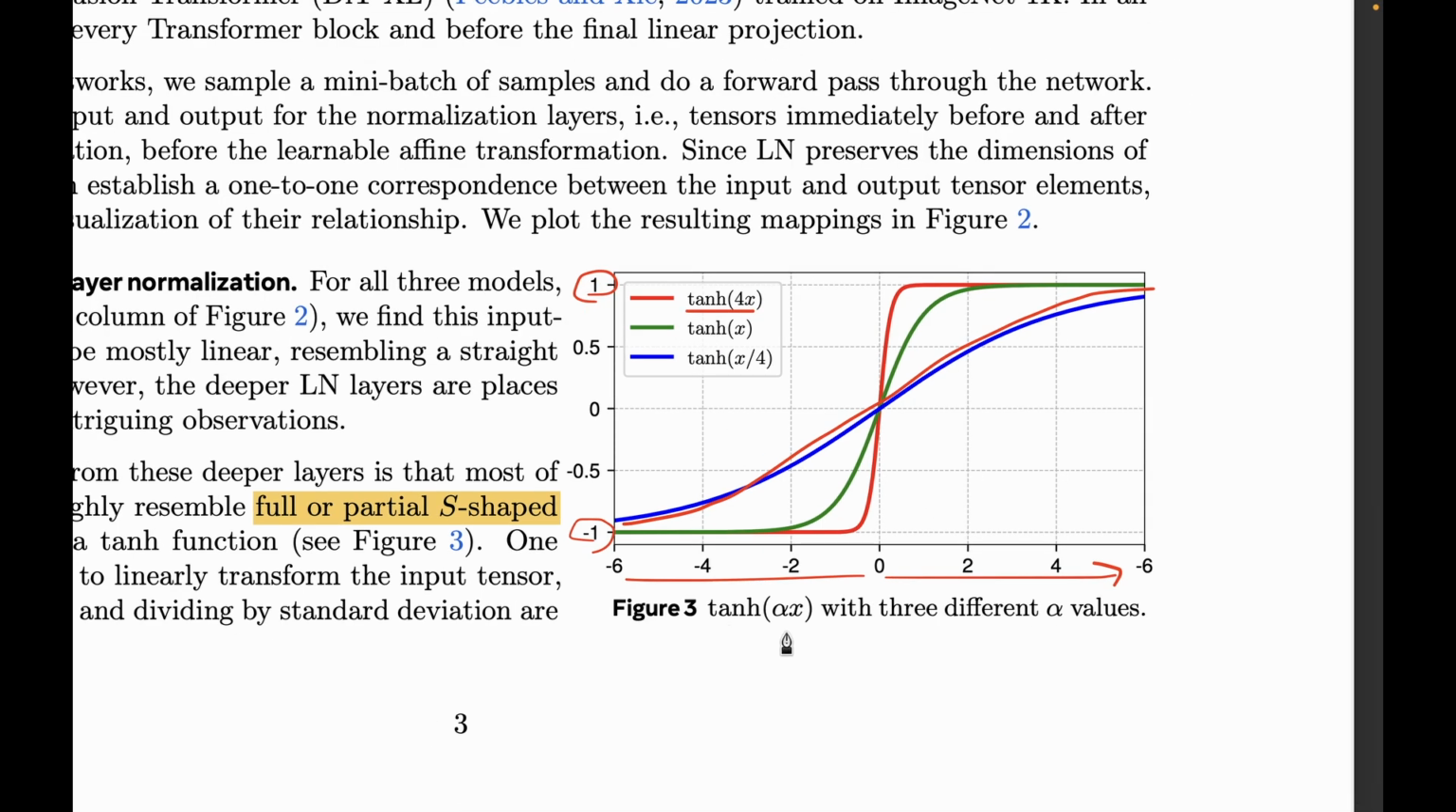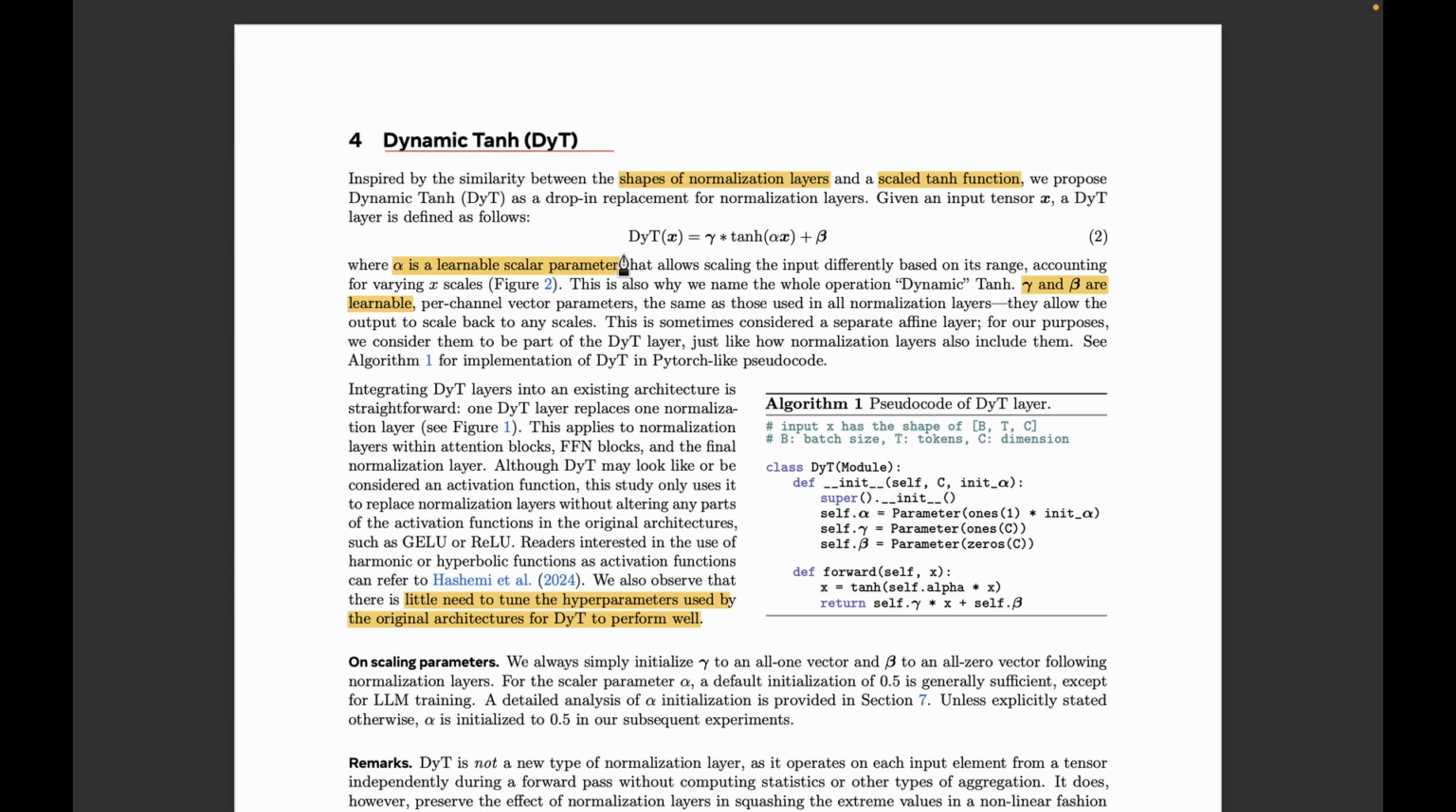And they've introduced a small parameter here, which is alpha. As we change the value of alpha, for 3 different values of alpha, we get 3 different curves with different slopes. For this one, the value of alpha is very high, and this blue curve has alpha of just 0.25. So we can see that as alpha decreases, the curve becomes much flatter, but as alpha increases, it becomes a very steep curve. And that leads us to dynamic tanh, basically.